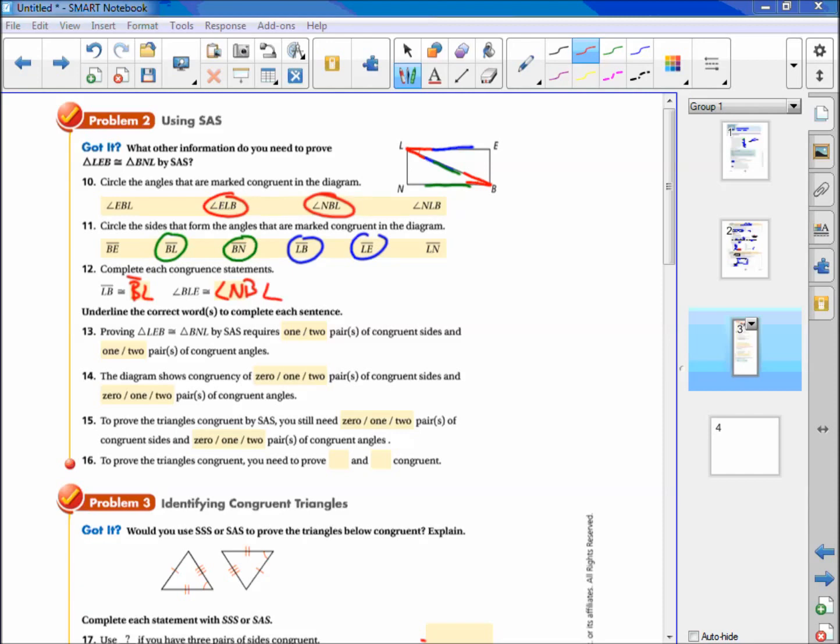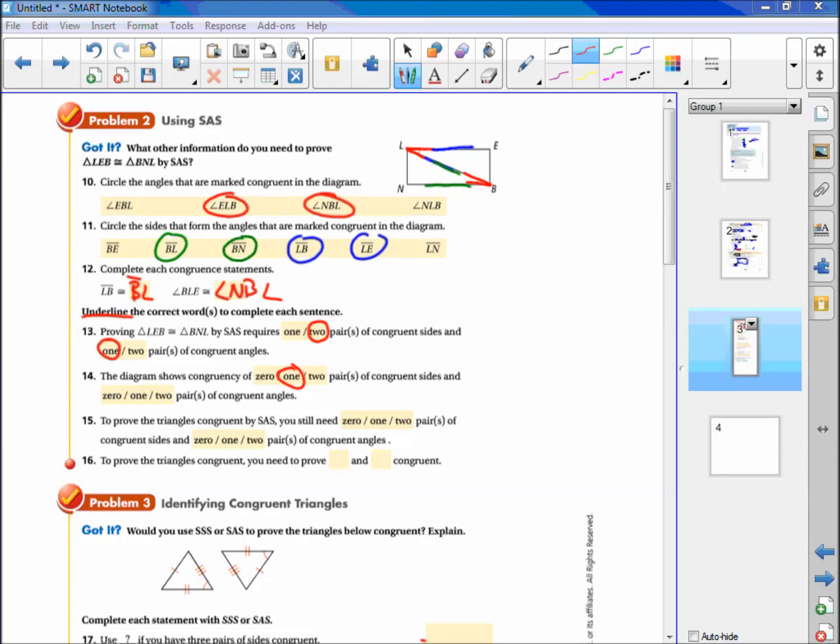Prove the correct words to complete each sentence. So proving, underline the correct words to complete each sentence. Proving triangle LEB is congruent to triangle BNL by SAS requires 2 pairs of congruent sides and 1 pair of congruent angles. Now it requires more than that, remember, because the angle has to be the included angle between the two sides. Okay, so this diagram shows congruency of, let's see, how many sides?